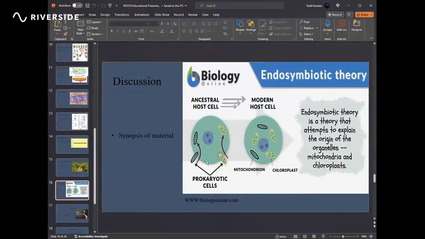modern host. You see these loose cells of prokaryotic genomes, data, whatever you'd like to call them, but you see them move into the modern host cell, and you see they have now formed the organelles, the chloroplast and the mitochondria.